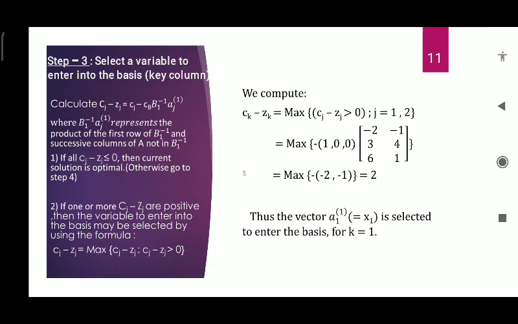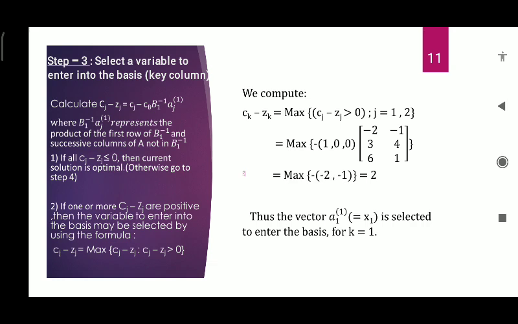So step 3 is we select a variable to enter into the basis, namely a key column. For that we need to calculate Ck minus Zk, which is nothing but Ck minus CB B inverse Ak, where B inverse Aj represents the product of the first row of B inverse and the successive columns of the matrix, namely the additional matrix A, which is not in the basis B inverse. In case Cj minus Zj is less than or equal to 0, then the current solution is an optimal solution. Otherwise you have to go to step 4.